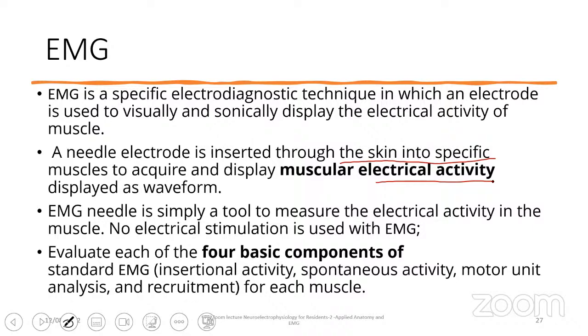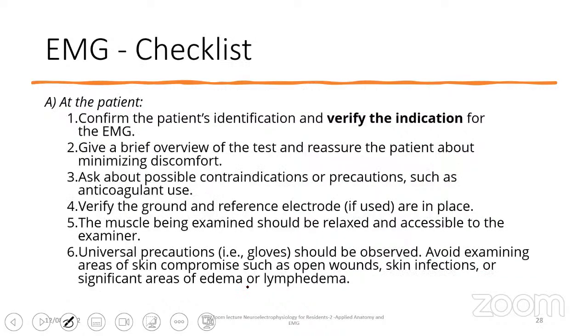It evaluates 4 basic components of standard EMG, that is insertional activity, spontaneous activity, motor unit analysis, and recruitment for each muscle on which you are going to do EMG. So these 4 terms will keep on coming in this lecture. Now the checklist before you do EMG: confirm the patient's identification and verify the indication for EMG. Suppose you are doing it for polymyositis, then you have to concentrate on insertional activity. If your indication is to rule out myopathy, then concentrate on the recruitment pattern, whether there is early complete recruitment and the MUPs are small in size and polyphasic, like that.